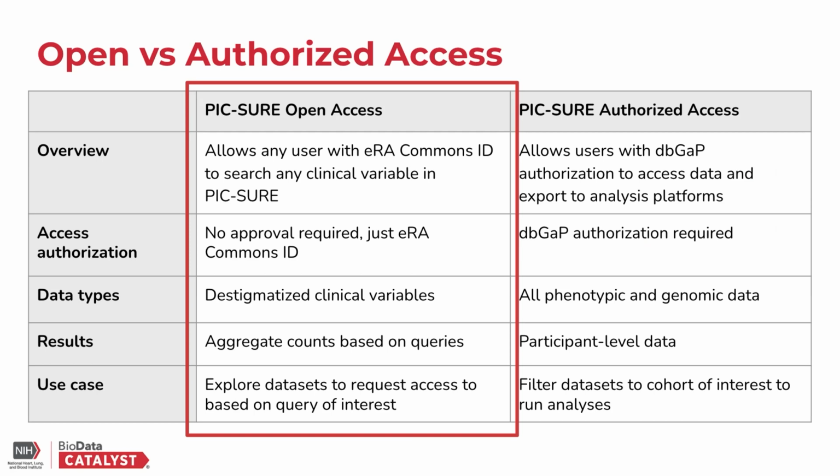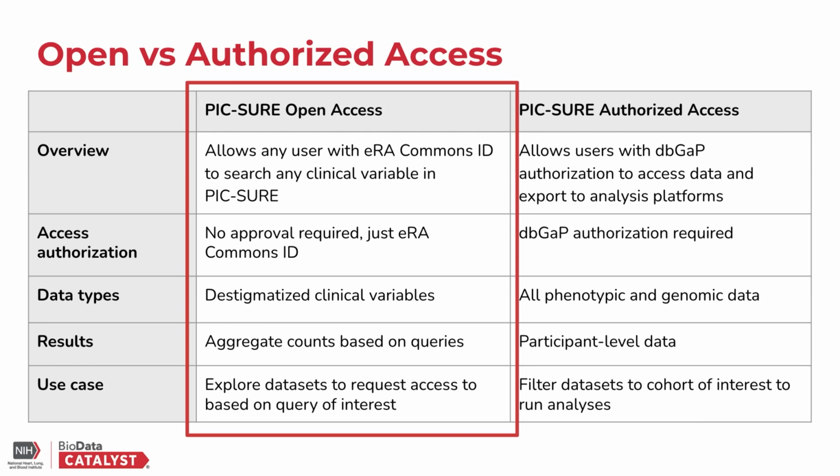The data type that's available is destigmatized clinical variables. And so what this means is after working with the NHLBI to make this data open access, or available to users before they have access to the data, we identified several categories of stigmatizing variables, which are potentially sensitive information. So this includes illicit drug use history or mental health status or things like that. Additionally, from this, you can get aggregate counts based on your queries. So I'm able to apply filters and get counts of participants that meet my query criteria, which I'll demonstrate later.